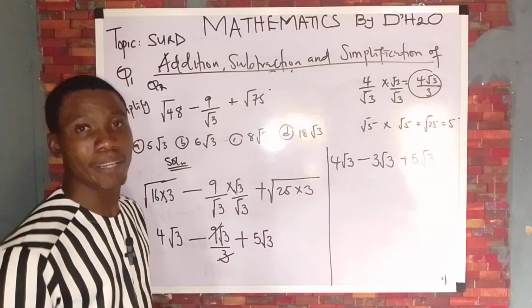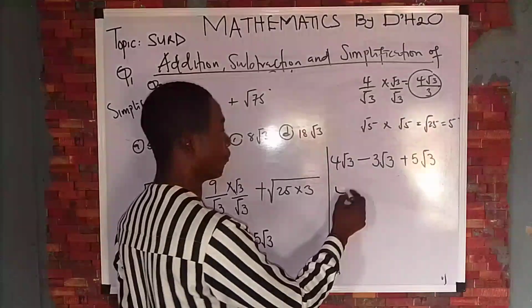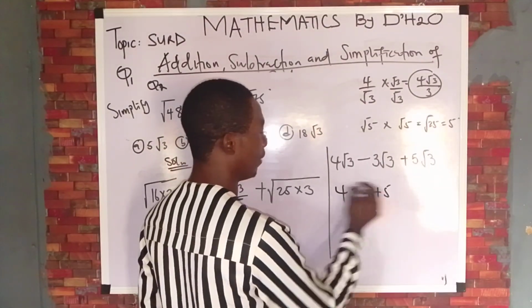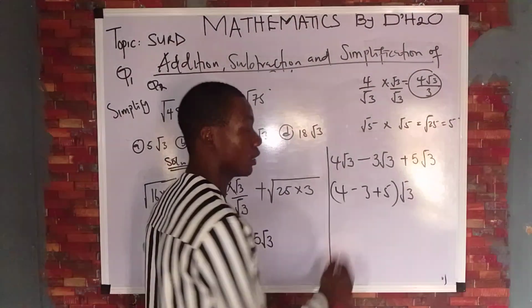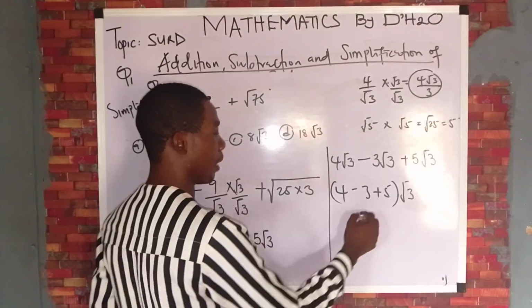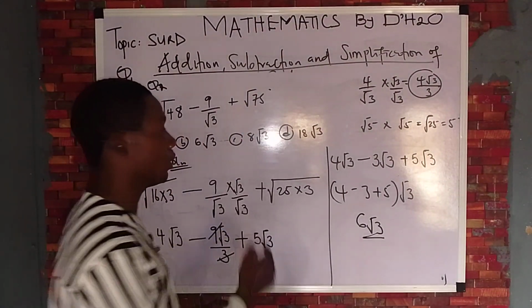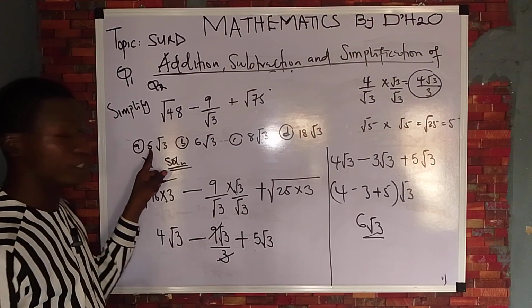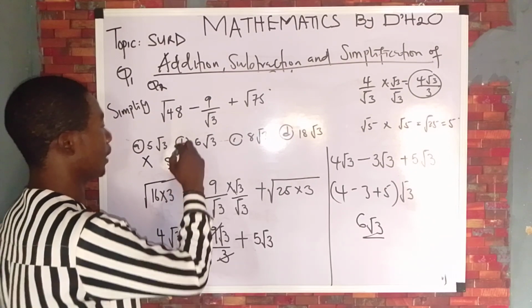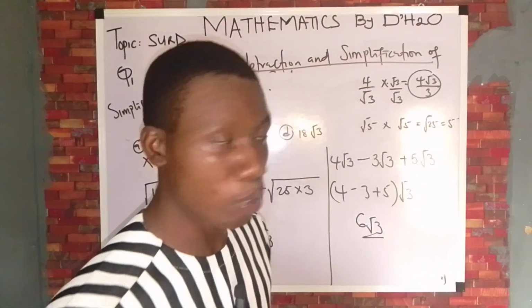Remember what I told you, similar surds are comfortable for addition and subtraction. So we have 4 minus 3 plus 5. Then you take just one of the roots, root 3. 4 minus 3 is what? 1. 1 plus 5 is what? 6 root 3. So let's quickly go back to the options to see the answers to the question. The answer is not A, because this is 5. Be careful. The answer is what? B. Okay? We are going to take one more question.